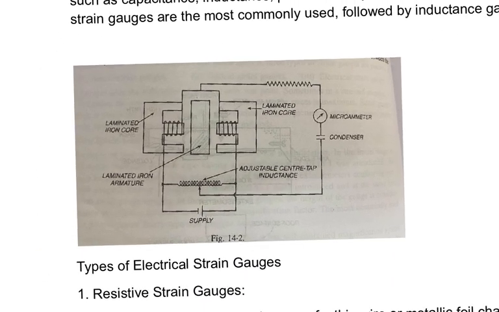So look at the diagram here. By looking at the diagram, you can name it as laminated iron core, adjustable center tapped inductance, laminated iron armature, laminated iron core, microammeter, condenser, and laminated iron core, and a supply. You have a supply here, which is connected to a laminated iron core. You also have an adjustable center tapped inductance here, which can be adjusted.